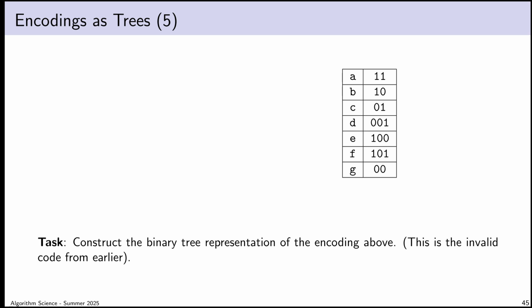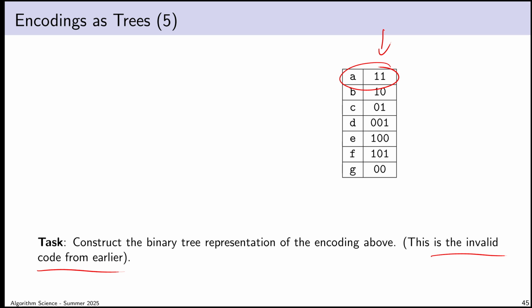All right, so let's prove that. Here is an encoding table we haven't already seen the tree for. It turns out this is the invalid encoding from earlier. So I should obviously read the slide before I tell you what it says. Construct the binary tree representation of it. The way I think we should do this is to take each bit sequence and add whatever nodes to the tree we need to make that happen.